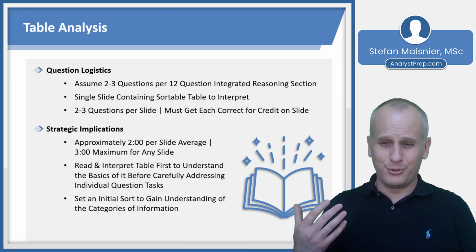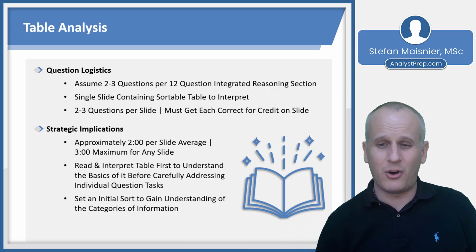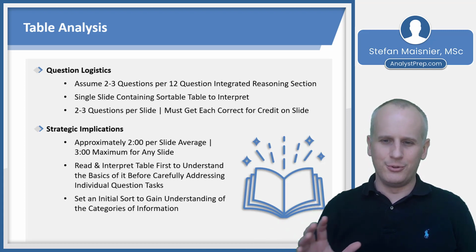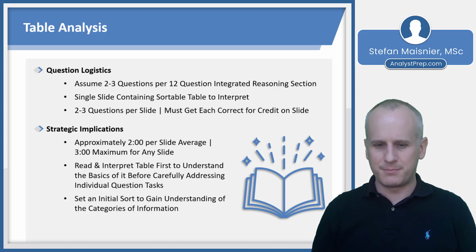In many cases, you'll end up with an initial sort by default that is just alphabetization, and that's not going to be helpful at all. They're never going to ask you which of the following is the 7th alphabetically in the table. They're going to ask you about the actual numeric information or other information that's presented in the table.